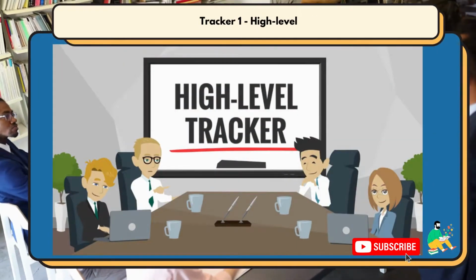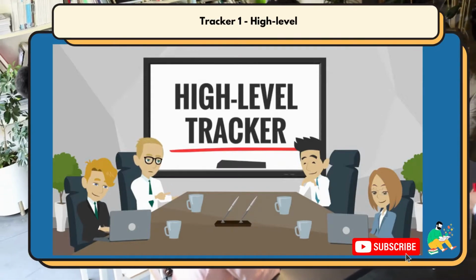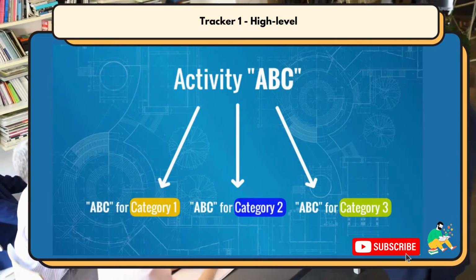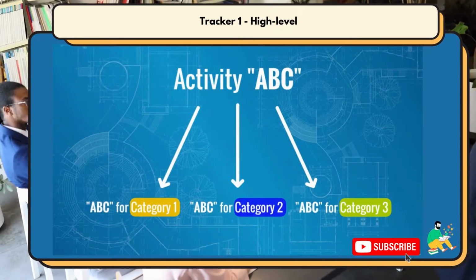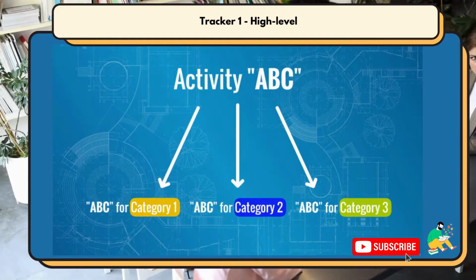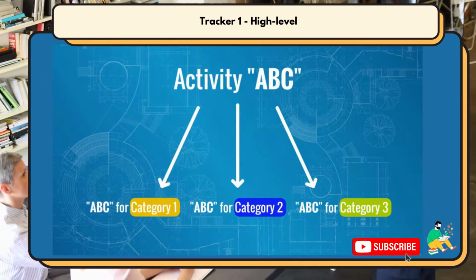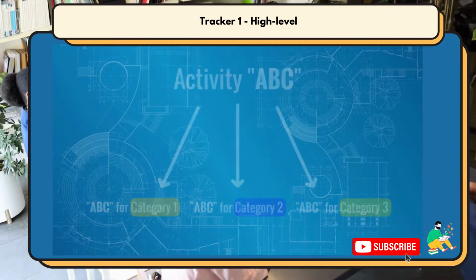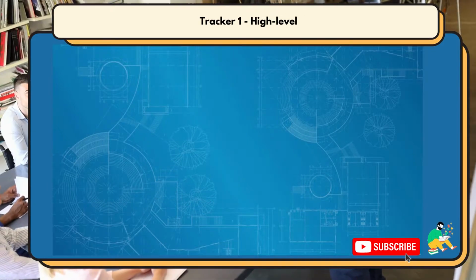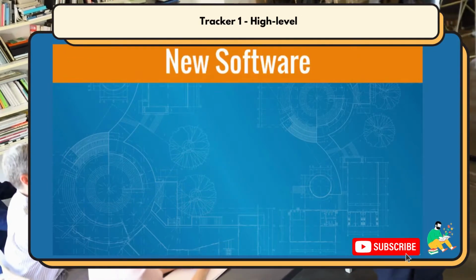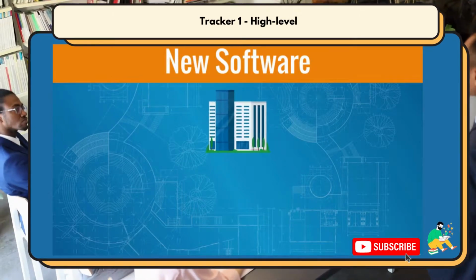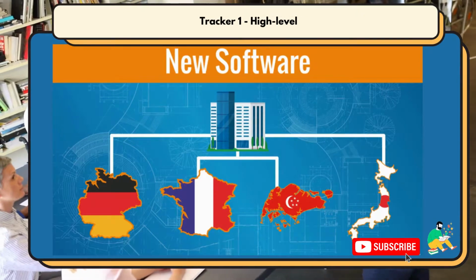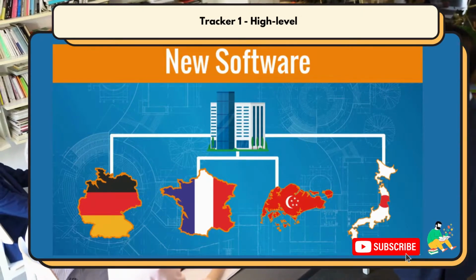Welcome back. Let's have a look at the first case, a high-level tracker. This can be used when you need to follow the progress of an activity which is performed for a few categories, different regions, different countries, different business lines, etc. For example, your project is about implementing a new software for accounting processes.